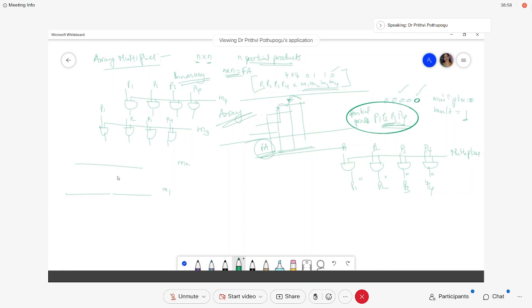Now, in between, to complete the total multiplication process, what we need to do is, between these 2 steps if we are taking, we need to have a full adder. Yes or no?